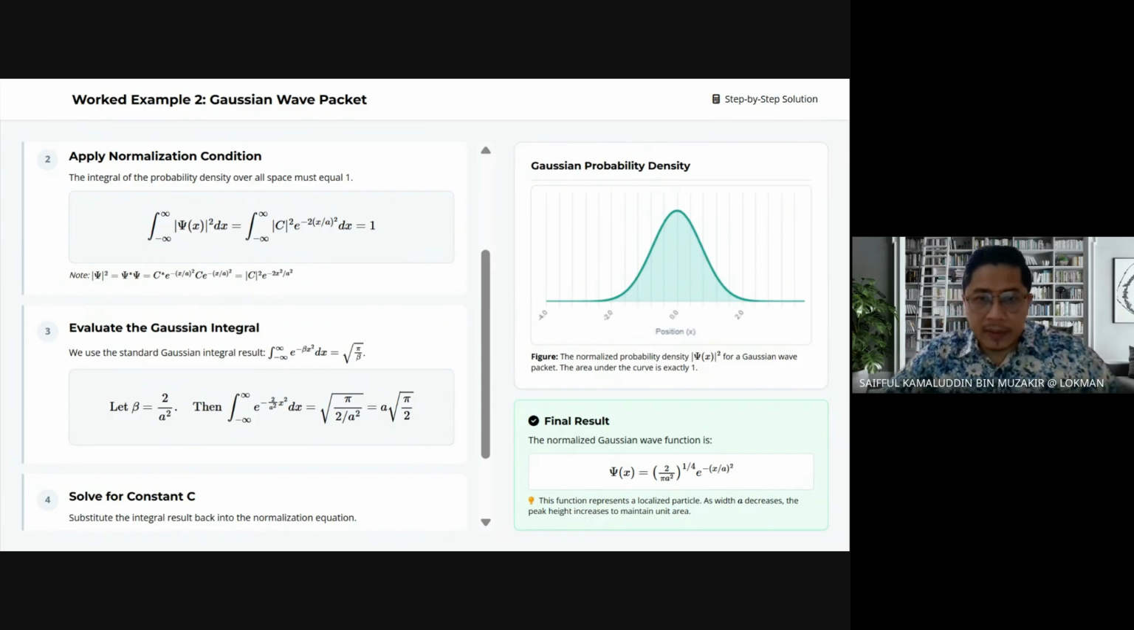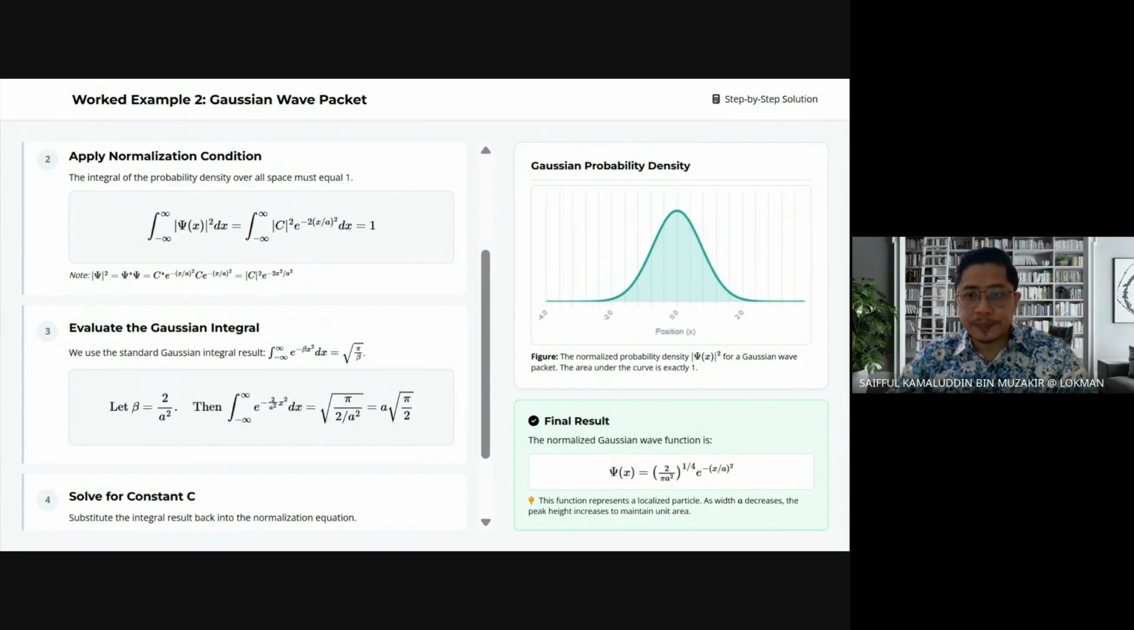Where were we just now? Alright, now look at the equations. Again, step 2. We move back to step 2. Recognize this is a Gaussian integral. The general form is the integral of e to the minus beta x squared dx equals the square root of pi over beta. And here beta equals 2 over a squared.